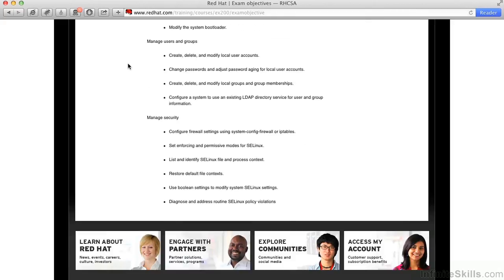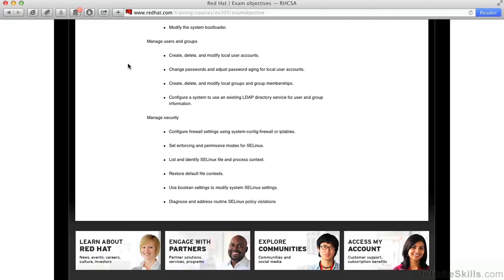And of course, security. We'll be talking about IP tables and SELinux and file contexts and all sorts of related information to all of those areas. So those are some high-level areas that we'll be covering, and we'll get down as deep into all of them as we possibly can.